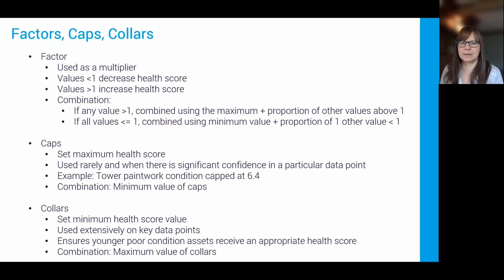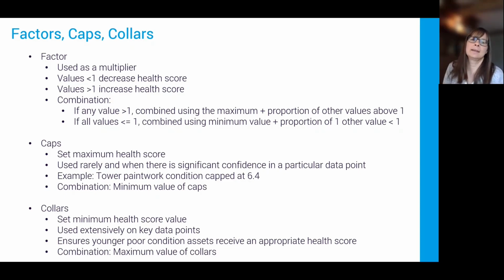So for caps, these are used quite rarely. These set a maximum health score. I put an example there of tower painting where it's capped at 6.4. And that's because for a tower, we create 3 health indices, one for the steelwork, one for the paintwork, and one for the foundation. And so for the paintwork one, there's a single observed condition point there, which is the paintwork condition. And so we cap that at 6.4 because we don't want that health to get too high just based on the condition of the paintwork itself.